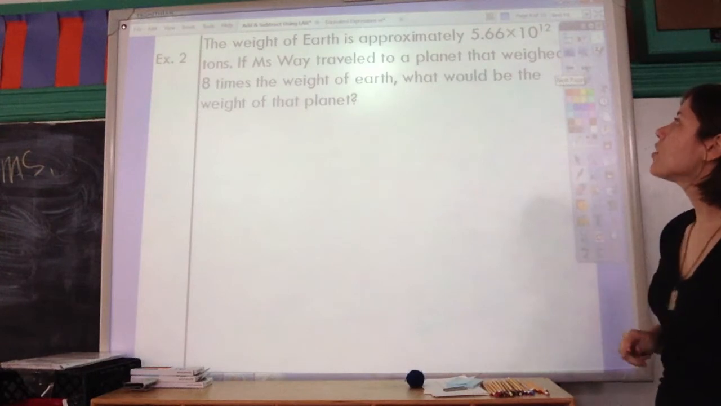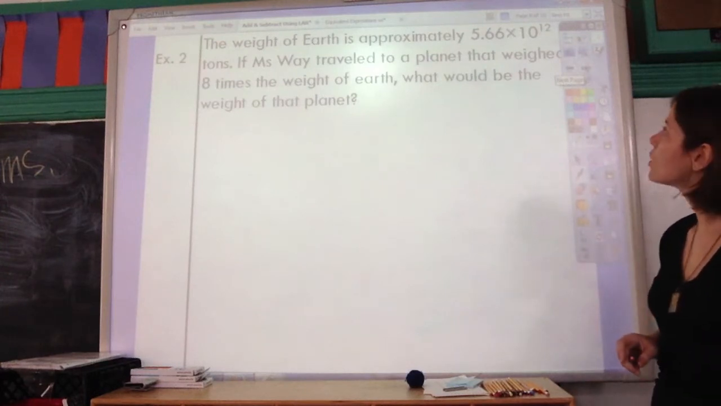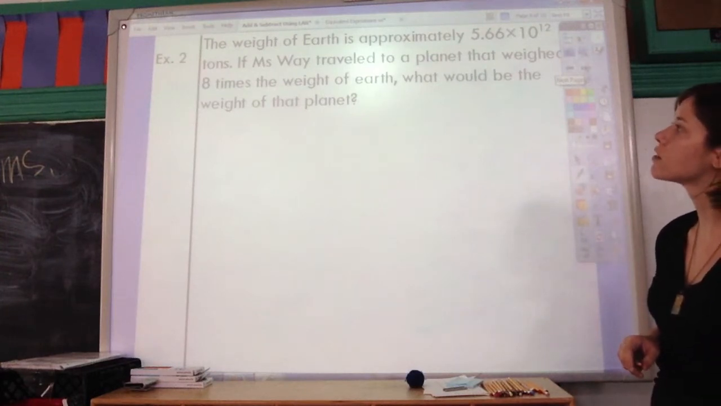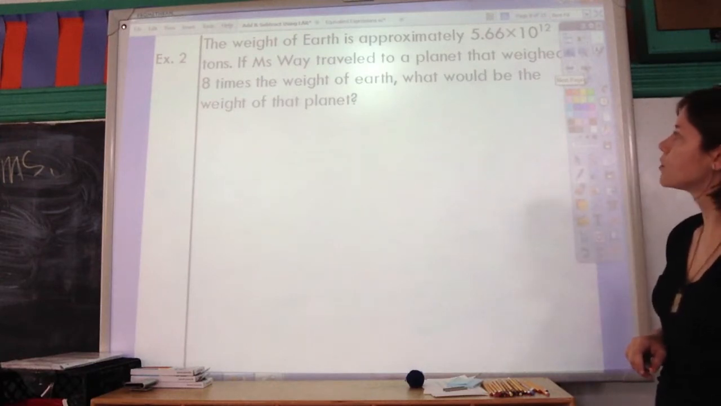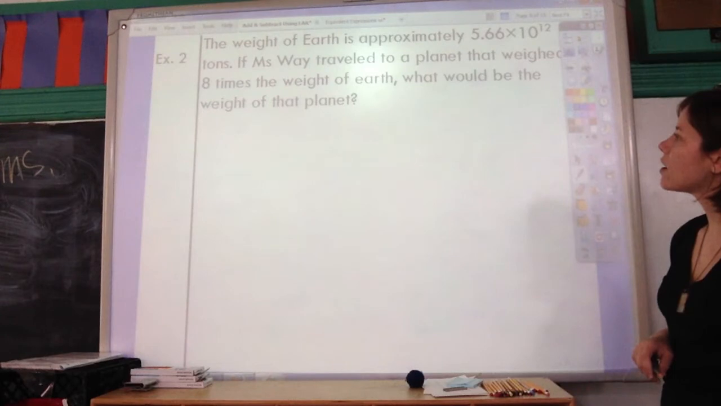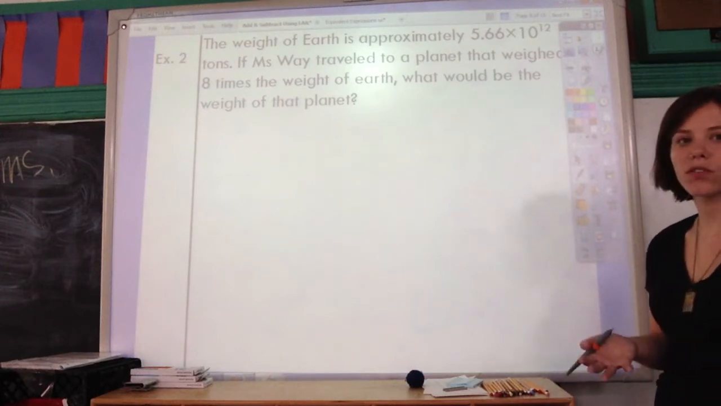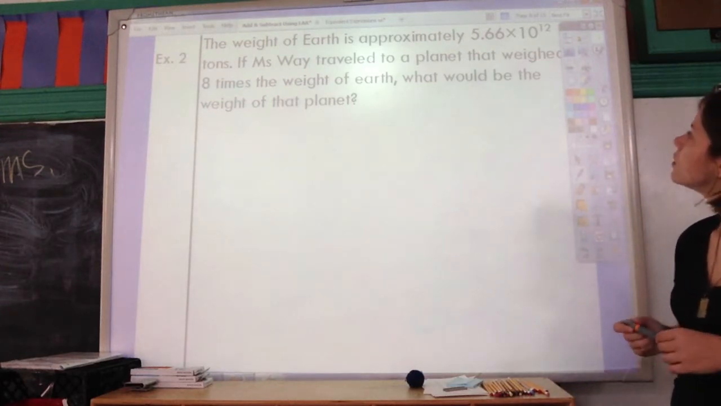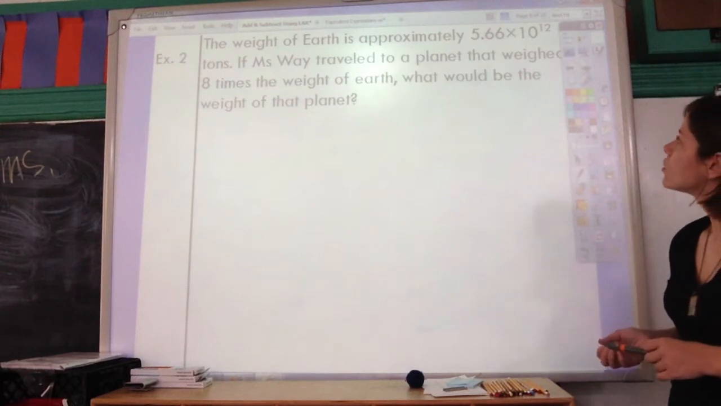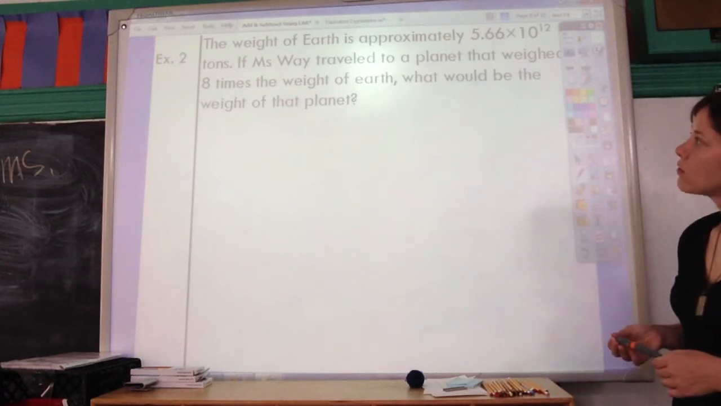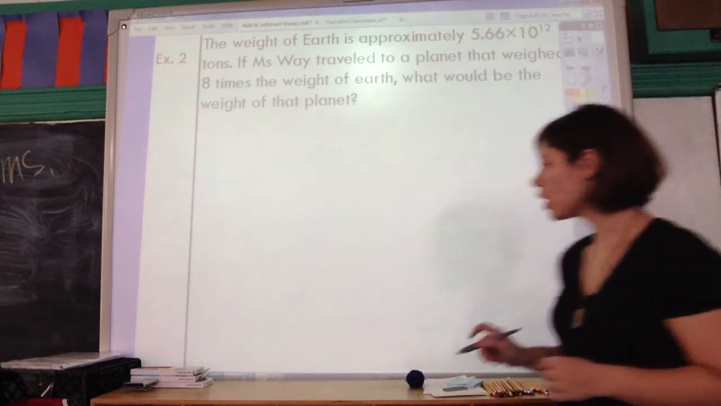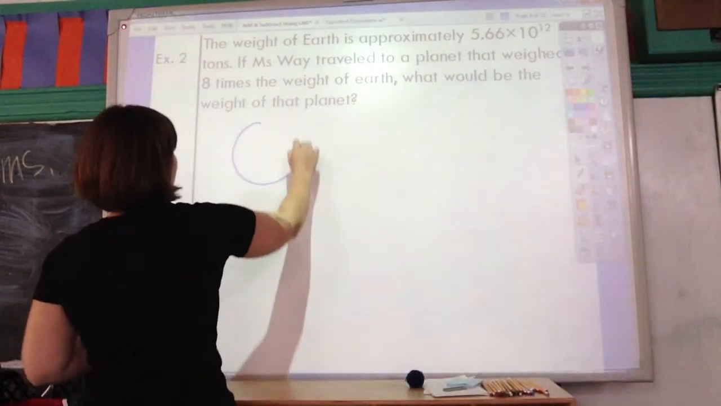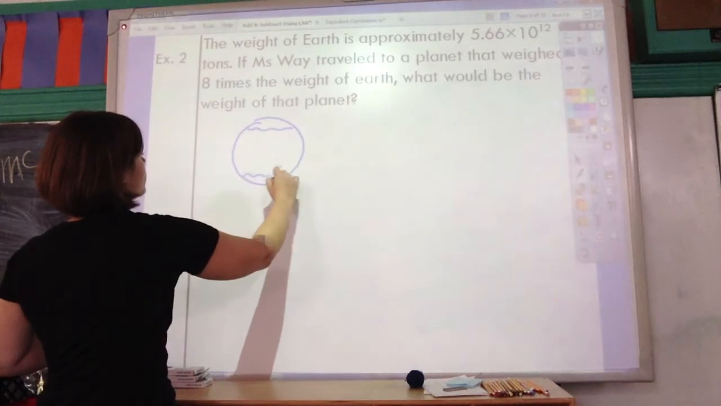The weight of Earth is approximately 5.66 times 10 to the 12 tons. If Miss Way traveled to a planet that weighed 8 times the weight of Earth, what would be the weight of that planet? Again, that was a lot of information. I'm going to reread the last sentence. If Miss Way traveled to a planet that weighed 8 times the weight of Earth, what would be the weight of that planet?